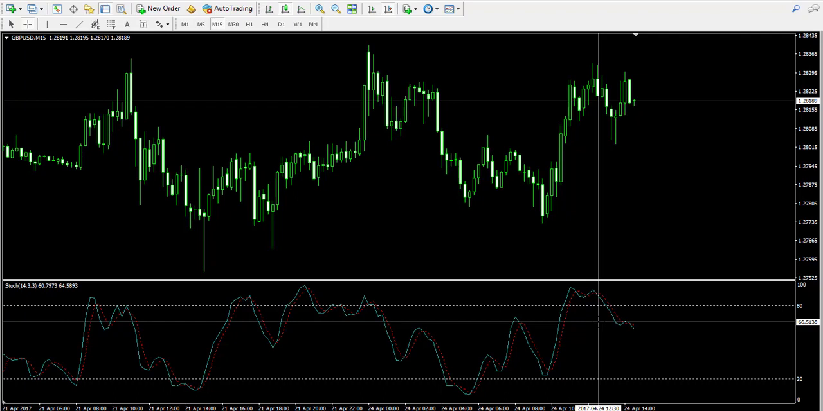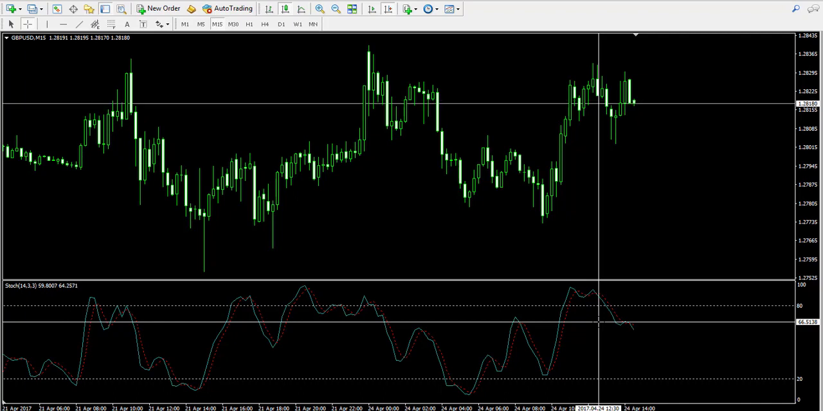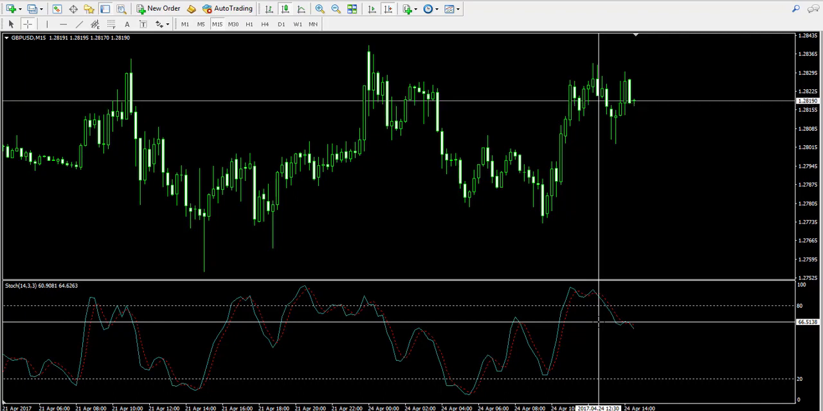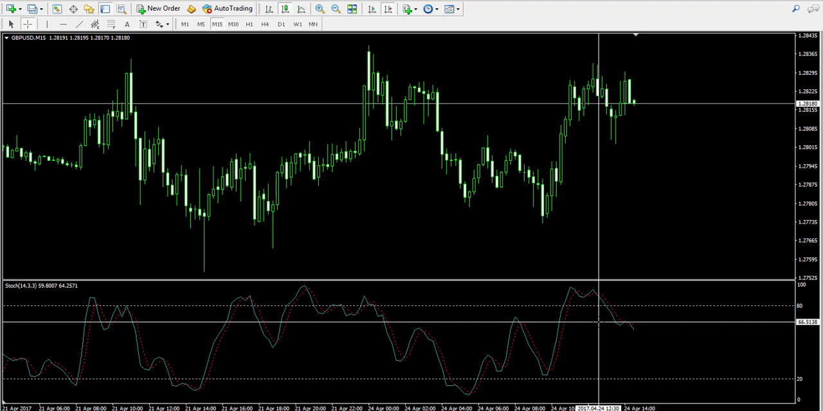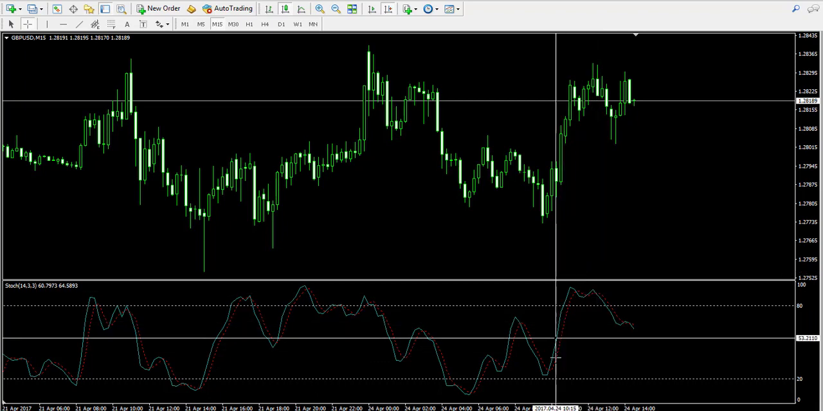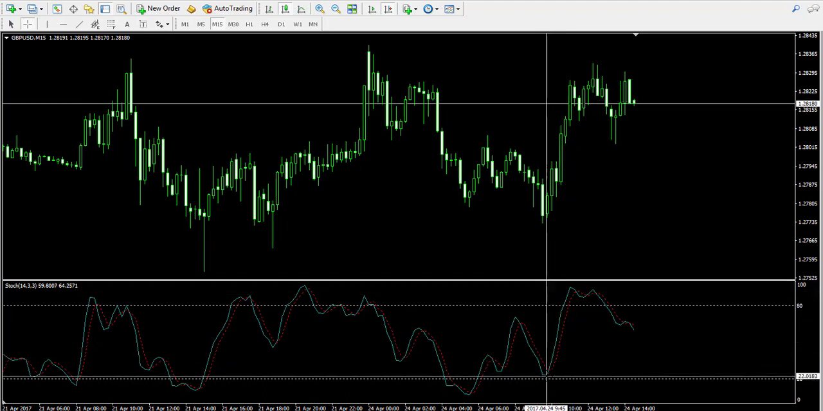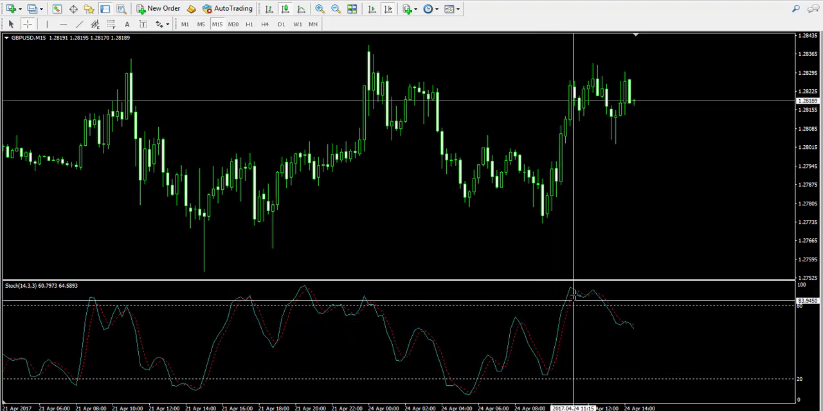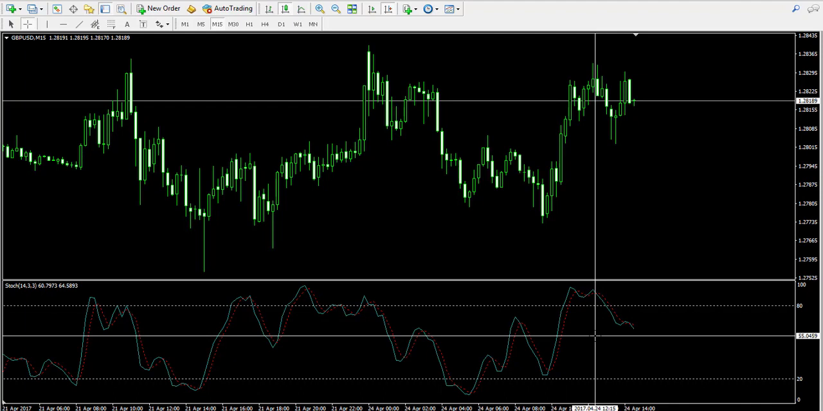I'm not sure that you're going to remember this formula, but if you have difficulties understanding it, simply rewind the video and try to listen to it one more time, or simply message me in the comments below or wherever. I'll be happy to answer you. And the other line is a 3-period moving average of the stochastic line, the red line over here.